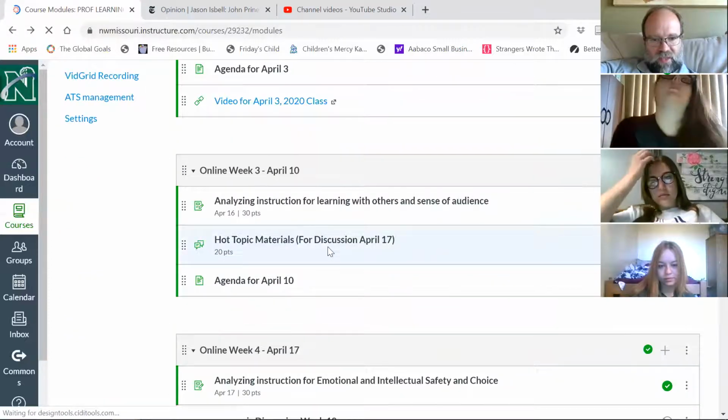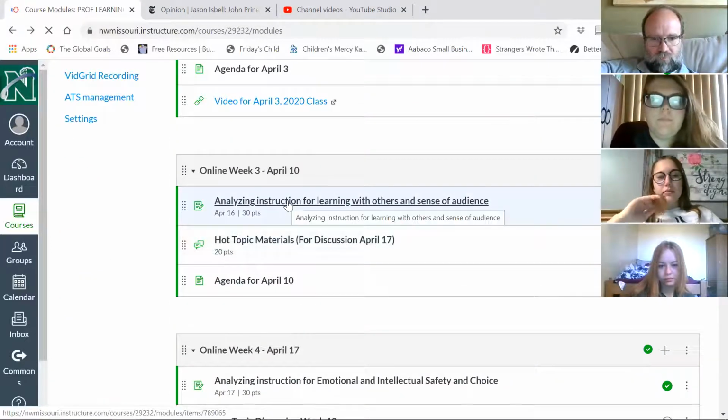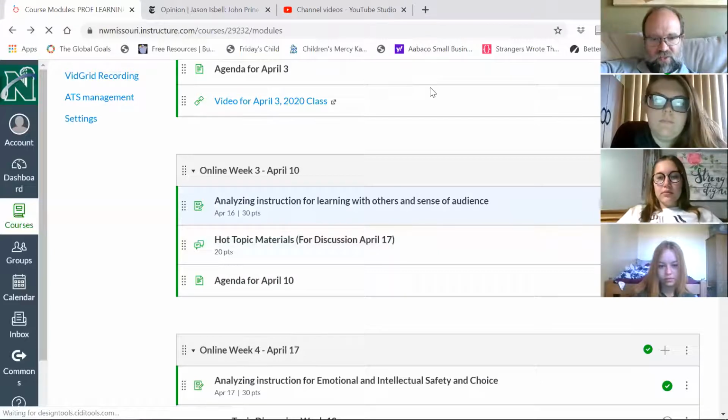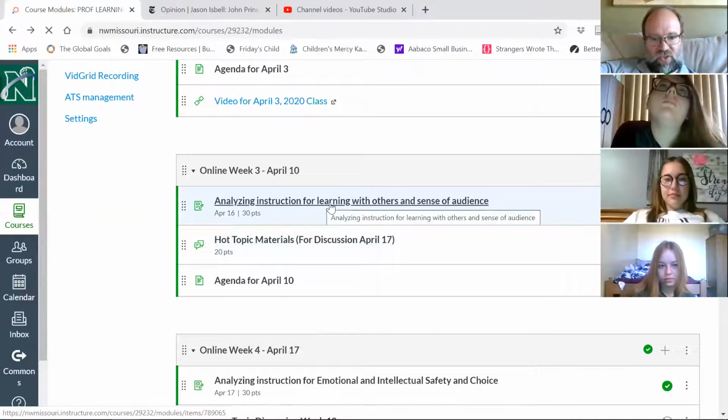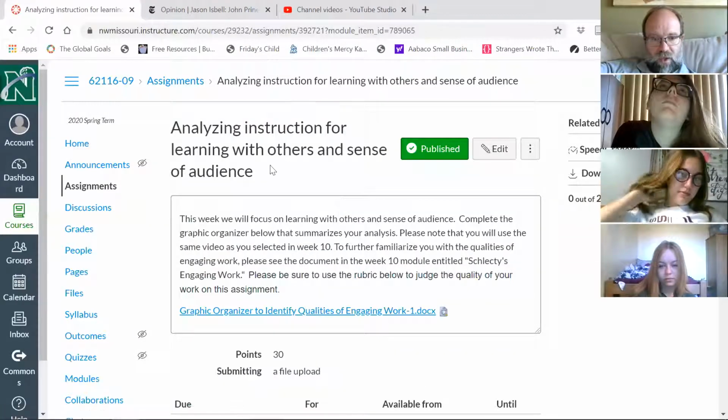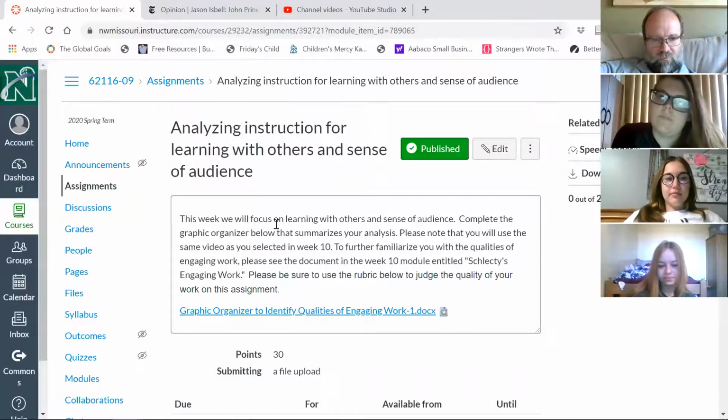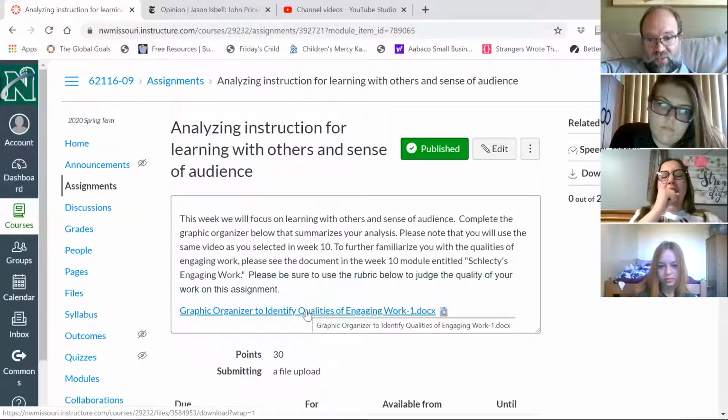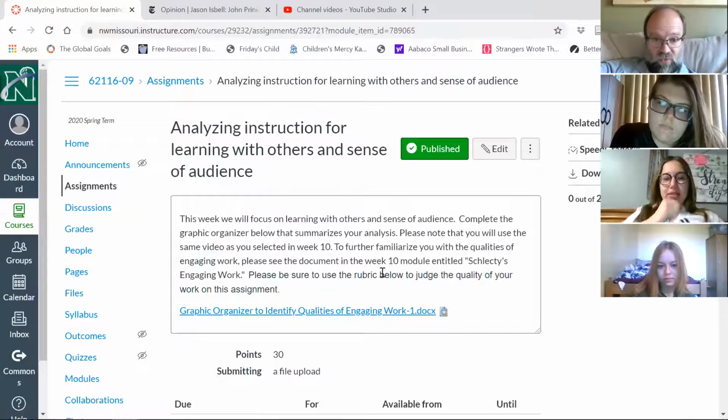And the other thing that I'm going to ask you to take a look at for next week in the observations is analyzing instruction for learning with others and sense of audience. In this particular module, you'll see that the graphic organizer is included with the assignment. The graphic organizer will look the same. You'll fill it out the same as you did last week. You'll just do the observations, looking for the different angles, the different aspects that you did for the week before.